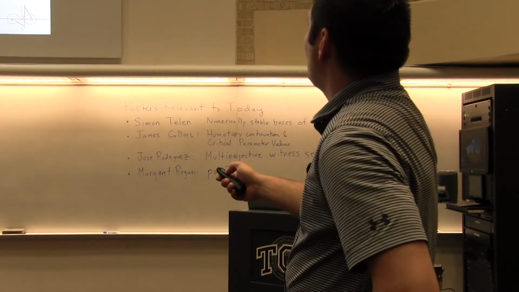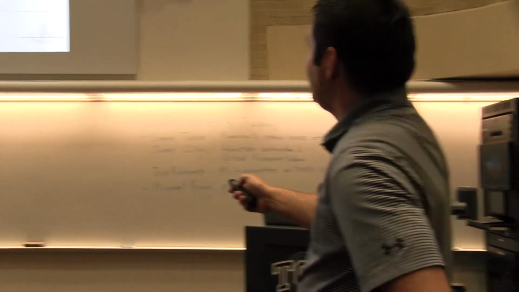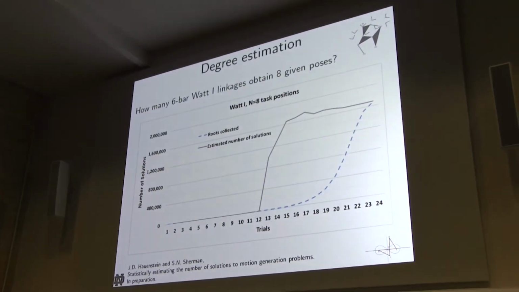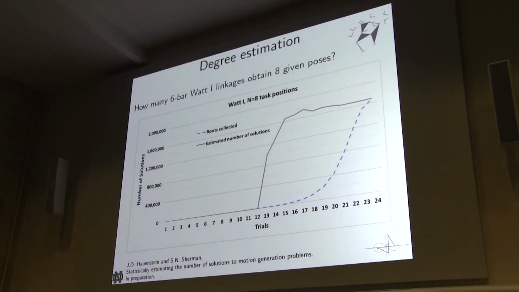Okay, good. So even down here, when we had very few solutions relative, we still have a very good estimate of the number of solutions. So even if we don't have all of them, we can give you good estimates on the degree.